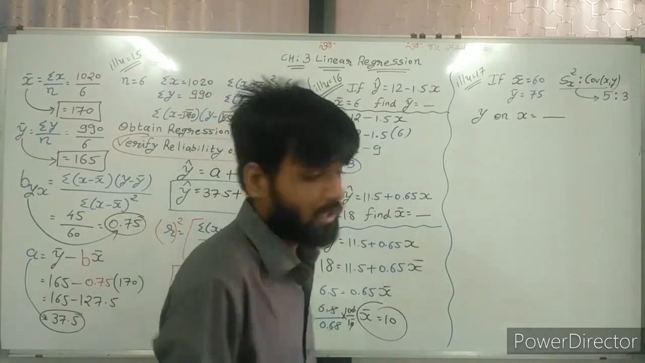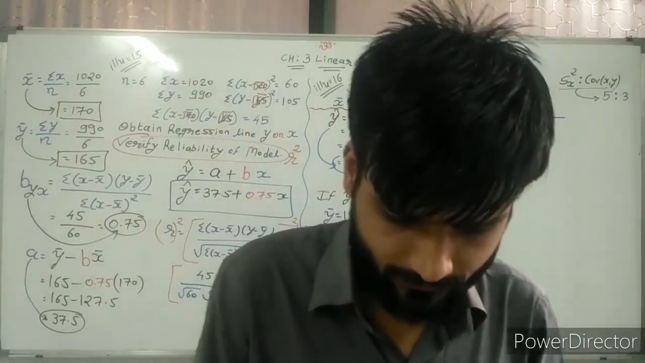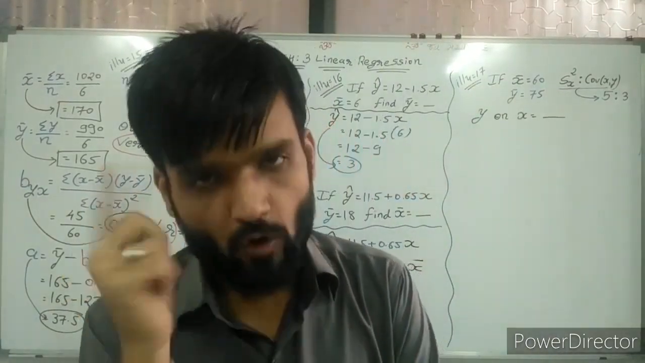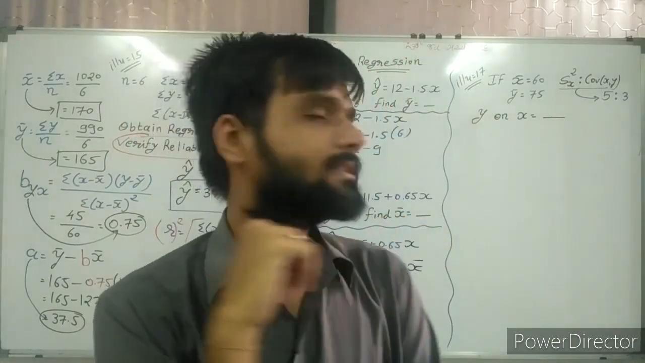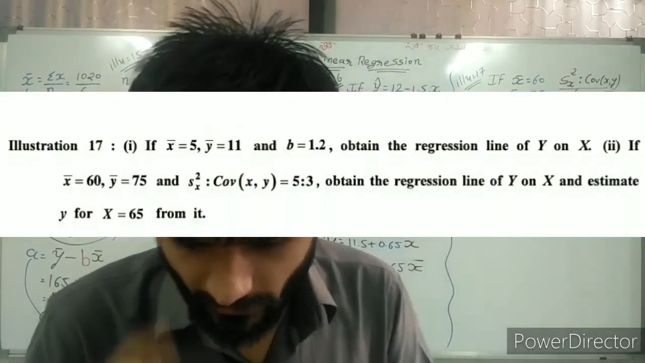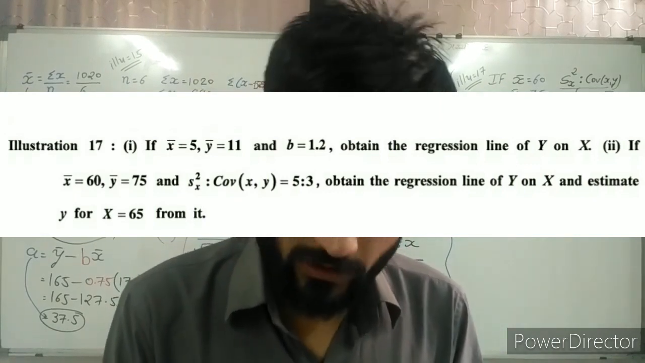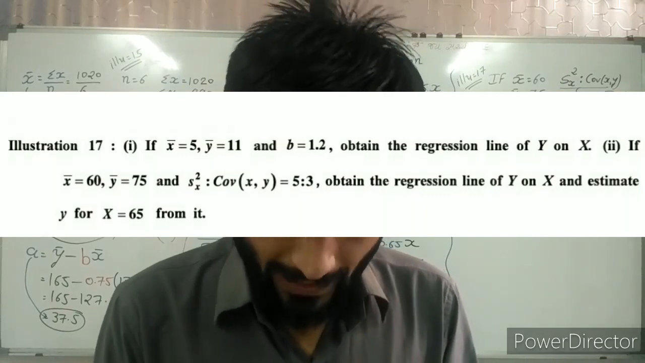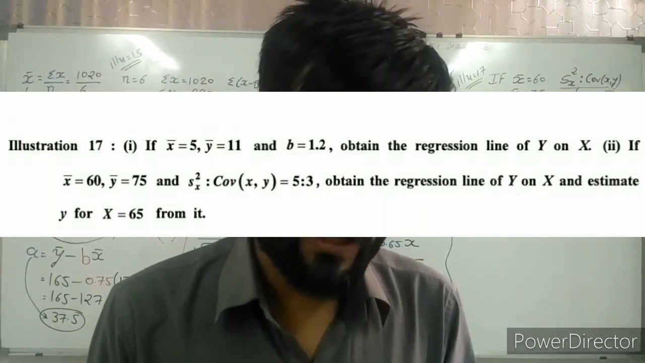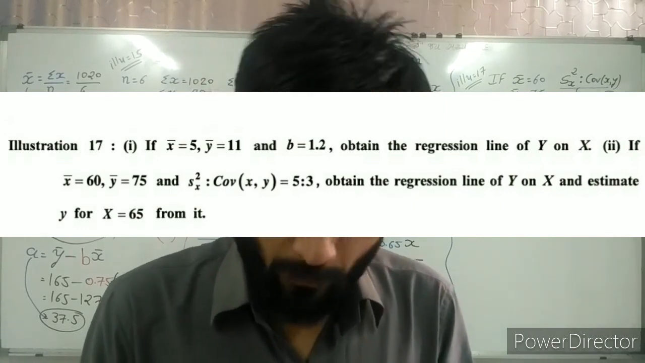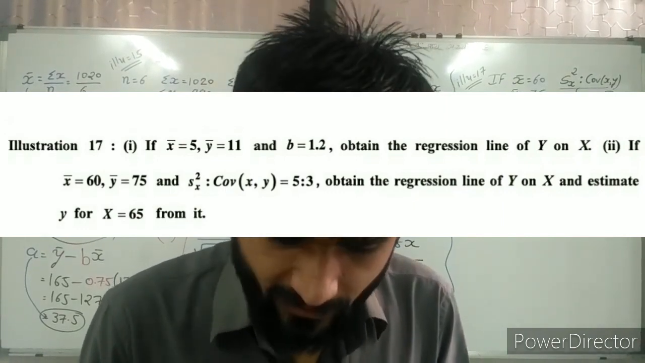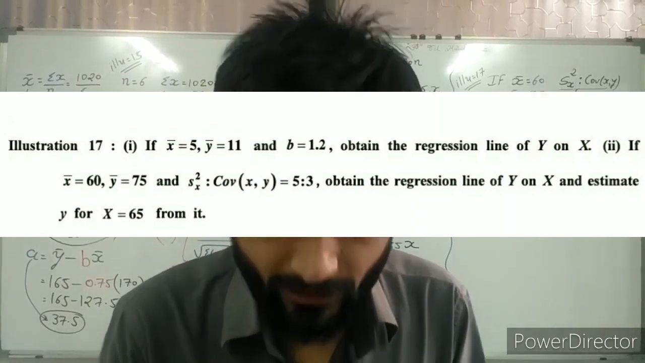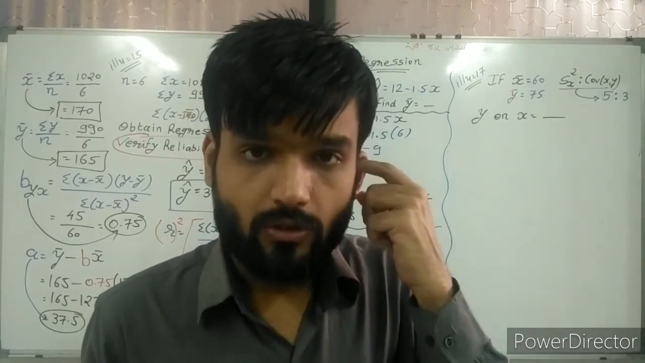Now, again I am reading illustration number 17. In illustration number 17 also, there are two questions included. From that, I have taken only the second one. So the second one, what is given? If x bar is equal to 60, y bar is equal to 75, and the ratio of sx square to covariance of xy is equal to 5:3. Obtain the regression line y on x and estimate y for x equal to 65 from it. So this is given in the question.